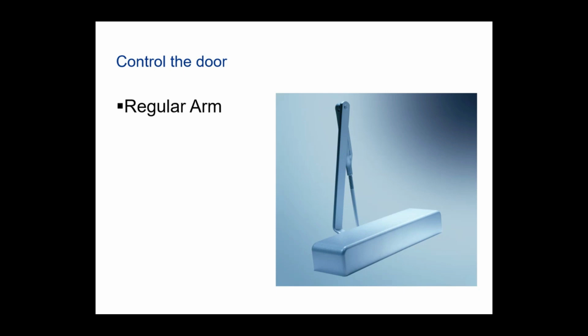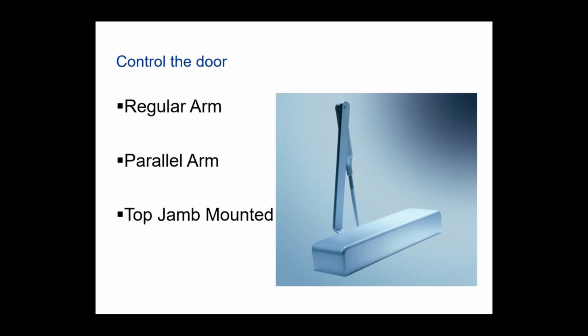The next type is a parallel arm. Parallel arm closers are installed on the push side. So something that I always use is, if you are on the push side of a door, you want to use a P style closer, which is a parallel arm. So you might keep that in mind for future use.